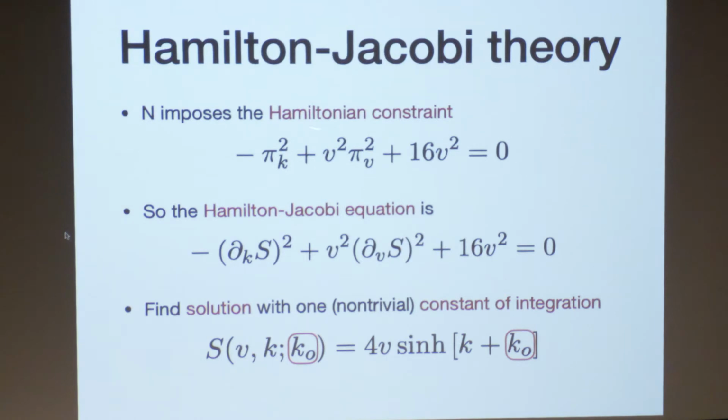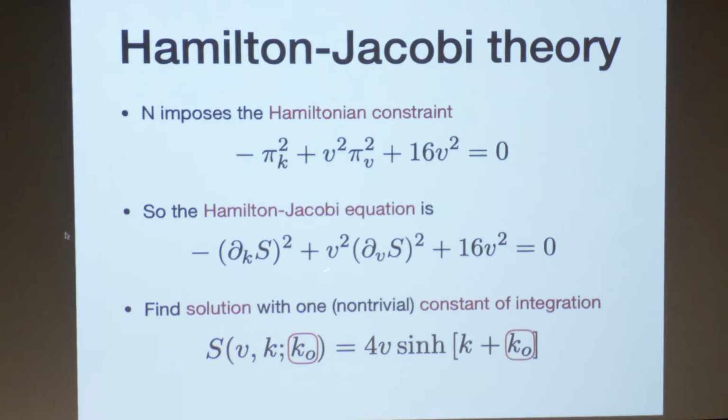And so the Hamilton-Jacobi equation is what you get when you take all the pi's and you introduce a function S that's a function of the coordinates. So S is a function of V and K. Note that K has dropped out of this equation. That's why K is a nice coordinate. S is a function of V and K, and you replace the pi's by dS, so pi_K becomes d_K of S. That's how you get the Hamilton-Jacobi equation in this context, which we are supposed to solve for S.